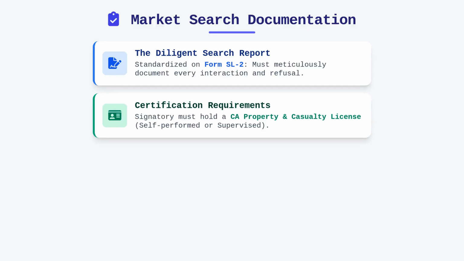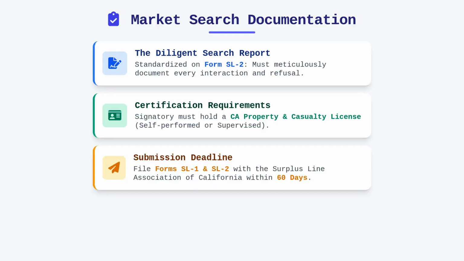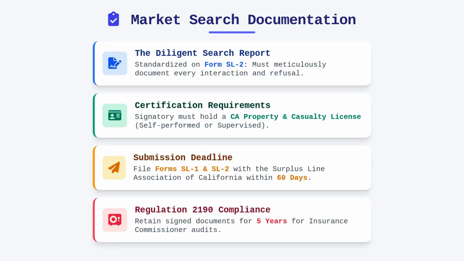You are required to file this report alongside the confidential report of placement on Form SL-1 with the Surplus Line Association of California within 60 days of placing the coverage. Furthermore, under Regulation 2190, you must retain the original signed documents in your records for at least 5 years, making them readily available to the insurance commissioner upon request.